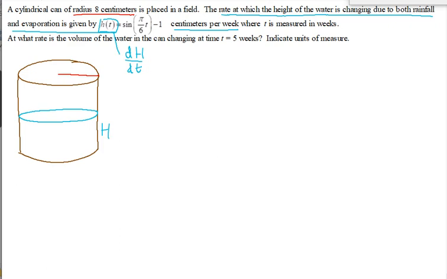And t is measured in weeks, it says. Oh, I didn't write in the radius is 8. And then we're asked to find at what rate is the volume of the water in the can changing at time 5. So we're trying to find dV/dt, specifically at t equals 5.